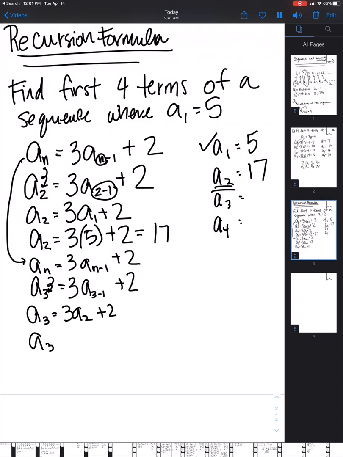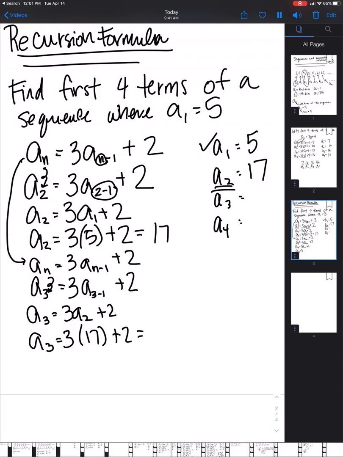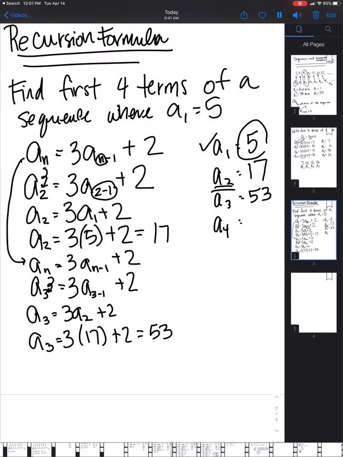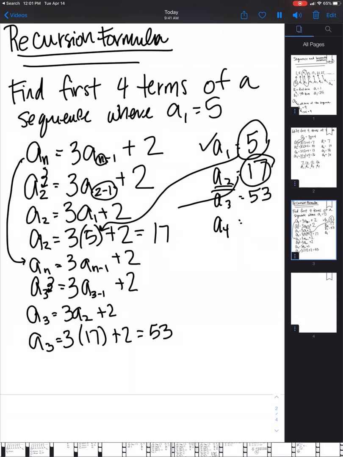So do I know the value of A2? I do. It is 17. So 3 times 17 plus 2. That's going to give you 153. Okay, so it's a little bit different than before. So notice I plugged in 5 into that one. I plugged in 17 into that one.